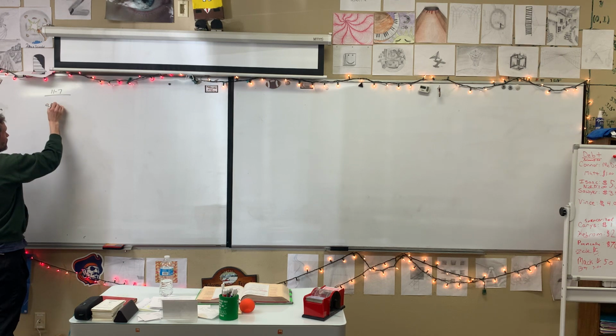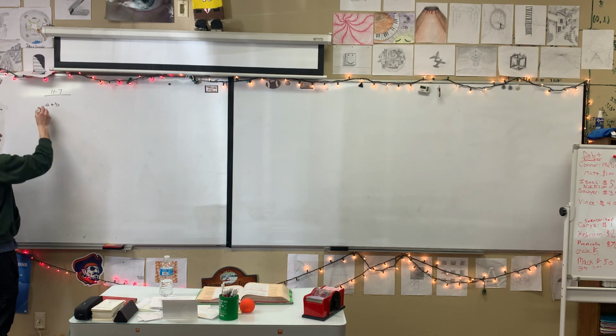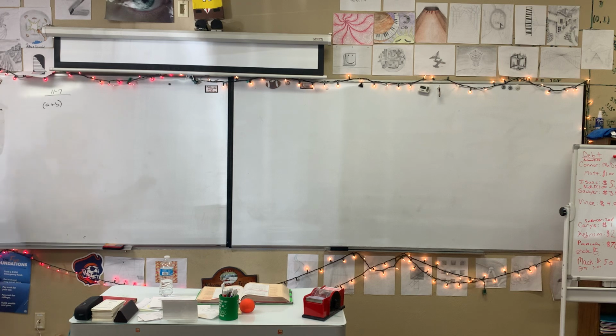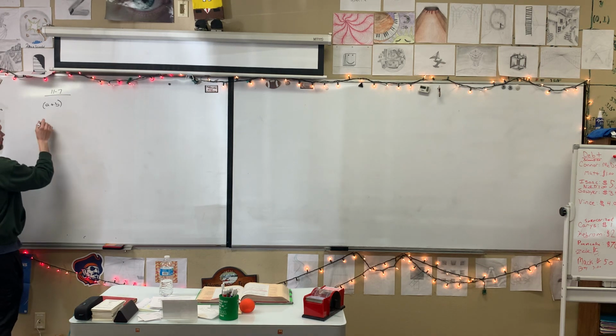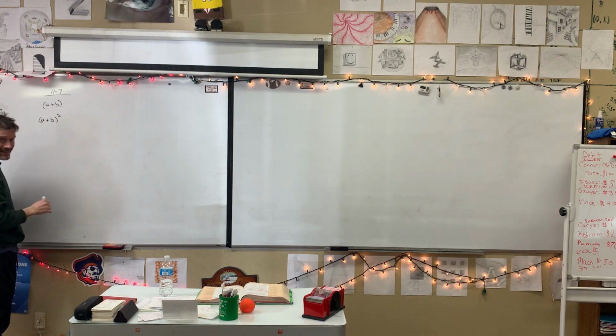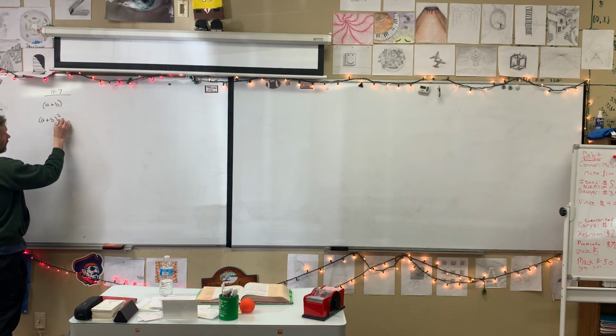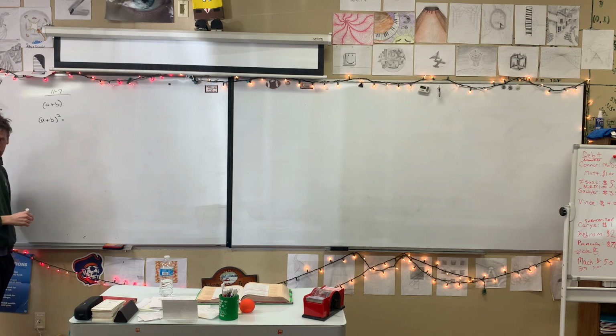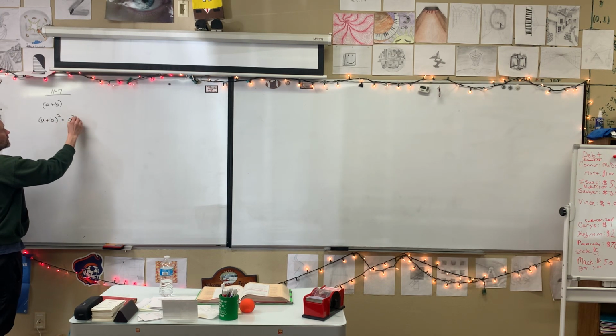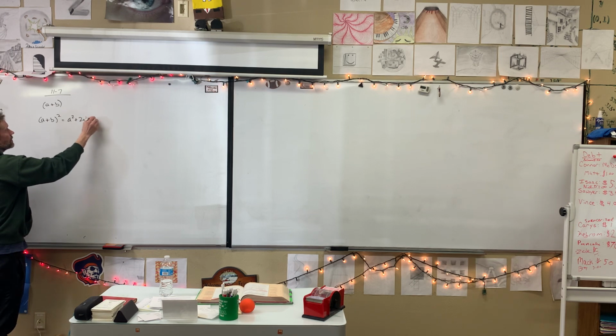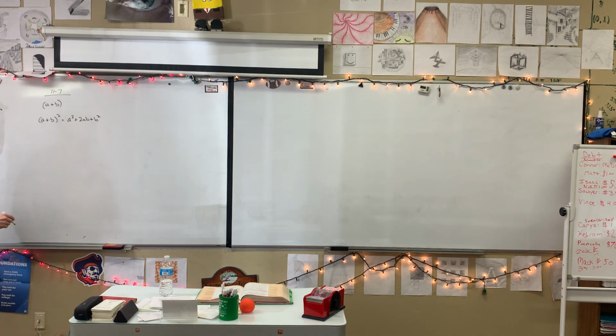So if we have a plus b, that's a binomial, right? If we took another binomial and said a plus b quantity squared, if we were to FOIL that out, what does it come out to be? A squared plus 2ab plus b squared.